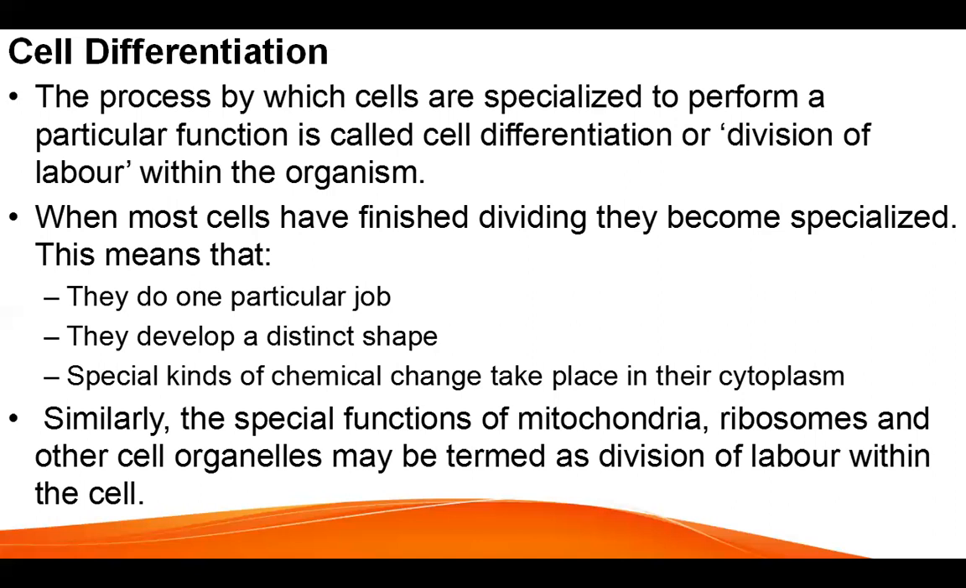Some of the cells are specialized to a certain system, and they also develop a distinct shape that is familiar to a given system or to the function that cell is going to do. Special kinds of chemical change also take place in their cytoplasm. This is also observed after they finish dividing, so that they can occupy these various chemical changes according to their various functions.